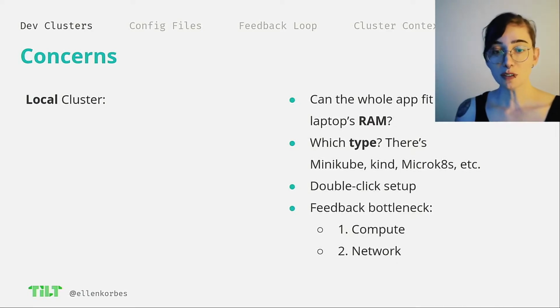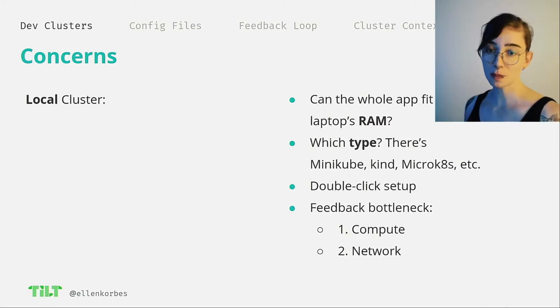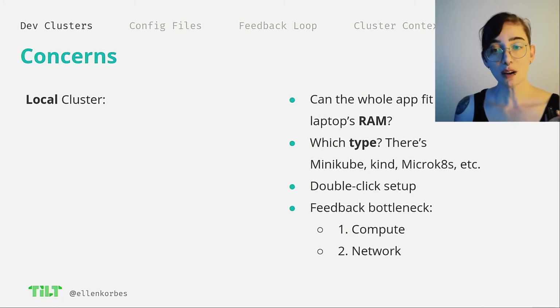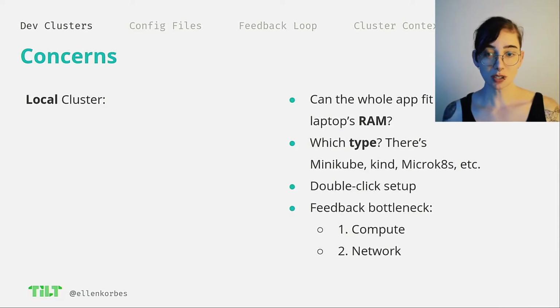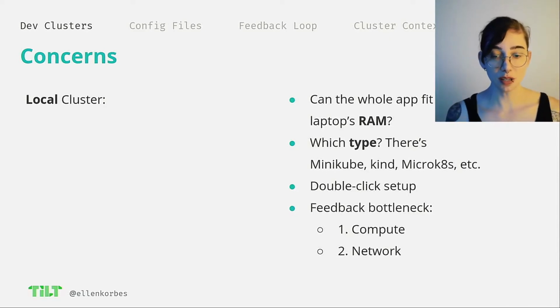Now, there are many types of local clusters. Here are just some examples: Minikube, Kind, MicroK8s. They all have their pros and cons, so you need to know what you're doing and what they are good at. When I talk about Cluster API, I'm going to tell you why they're using the specific type of local cluster that they're using.